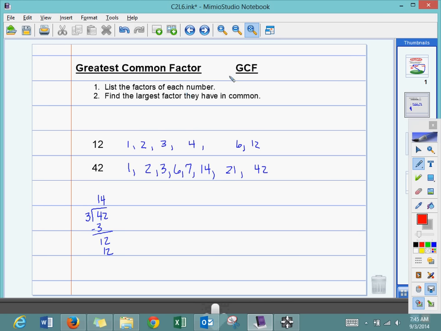Now we need to find the greatest common factor. So which number is the largest one they have in common? So it's not going to be 42, it's not going to be 21, it's not going to be 14. 12? No. 6? Yes. So we have a 6 here, and we have a 6 here, so our greatest common factor between 12 and 42 is going to be 6.